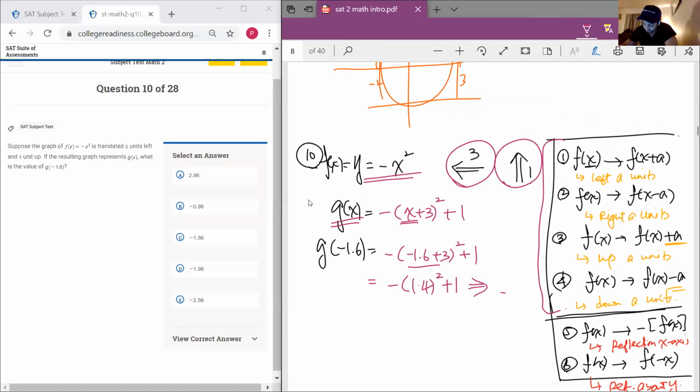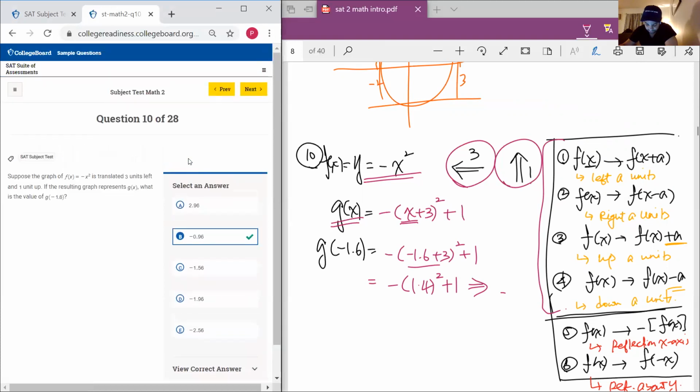So it should be obviously negative, yeah, negative 0.96.